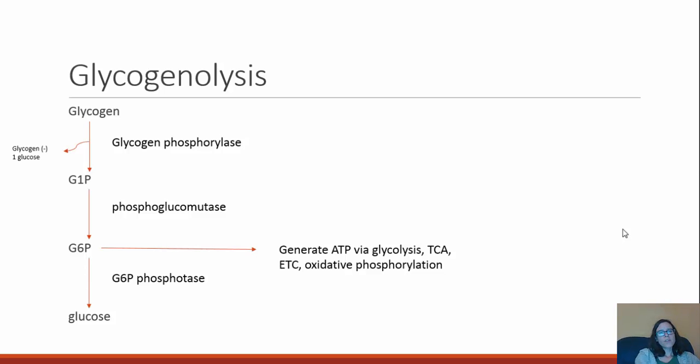Okay, so this is just an overview of glycogenolysis that we just talked about. We have our glycogen, then we have glycogen phosphorylase that produces G1P. It releases the last glucose from the non-reducing end in the form of G1P, and then we're left with a glycogen molecule with just one less glucose on it.